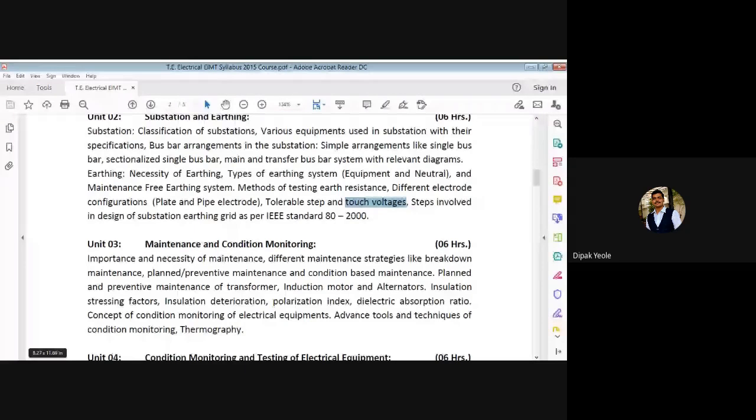And what is touch potential? Touch potential is when there is under-construction work, or an underground cable is available, and with the help of a JCB machine we are digging that portion, and by mistake we touch or break that underground cable. Then the current is going to transfer from that conductor to the JCB, and if a person touches that JCB body, he will get the shock.